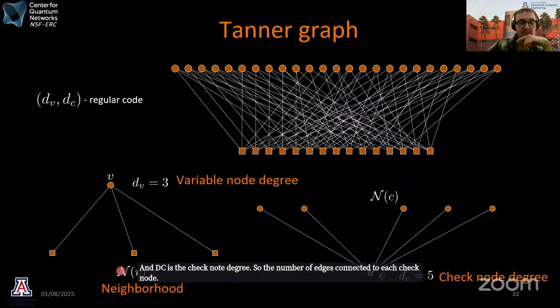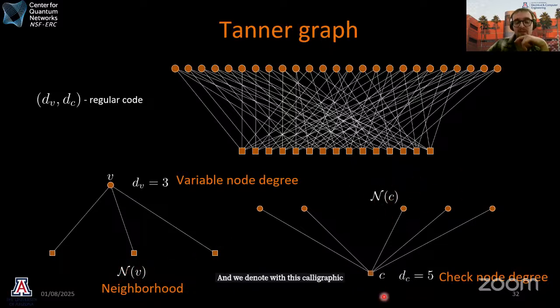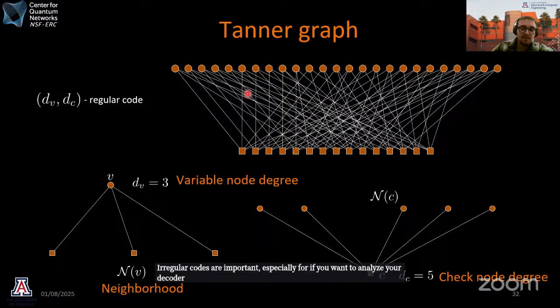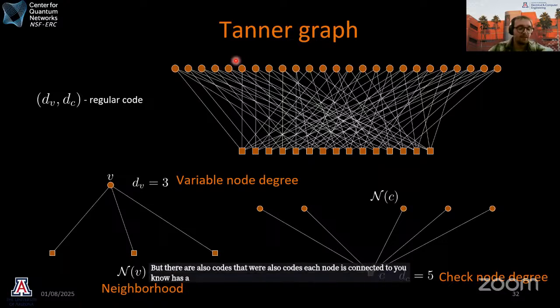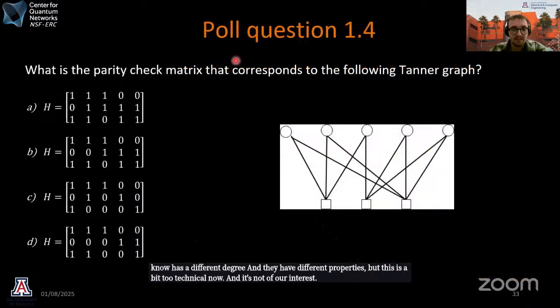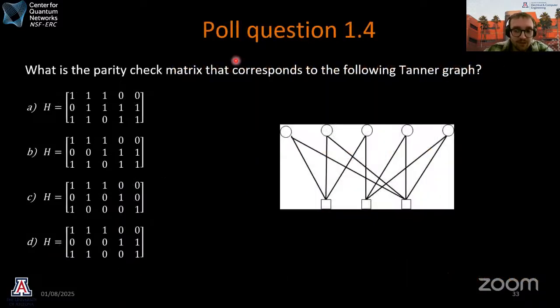And we denote with this calligraphic N the neighborhood of each node. Regular codes are important, especially if you want to analyze your decoder, assuming that each node has a constant number of edges. It is very handy. But there are also codes where each node has a different degree and they have different properties. But this is a bit too technical now, and it's not of our interest. So given this Tanner graph that you see, are you able to reconstruct the corresponding parity check matrix?